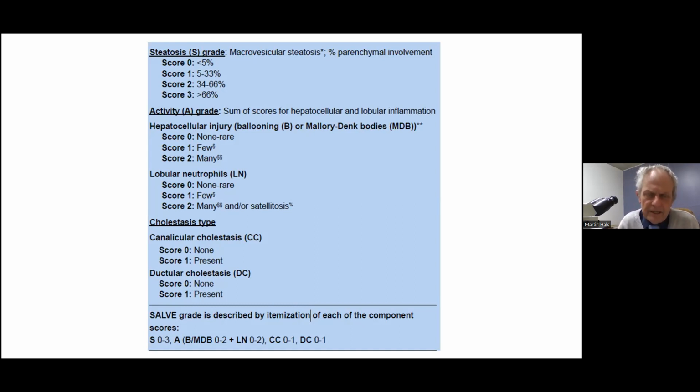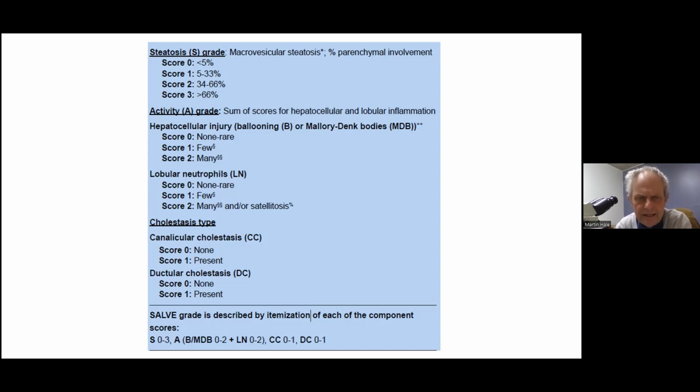And I think that that's relatively easy. I think we can all do that with a relative degree of conformity. The next thing is to assess the extent of the hepatocellular injury. And that is done, that's in the article, the activity grade.